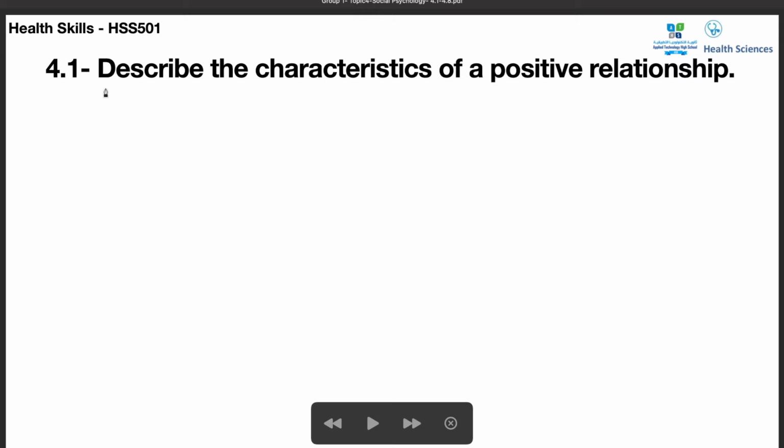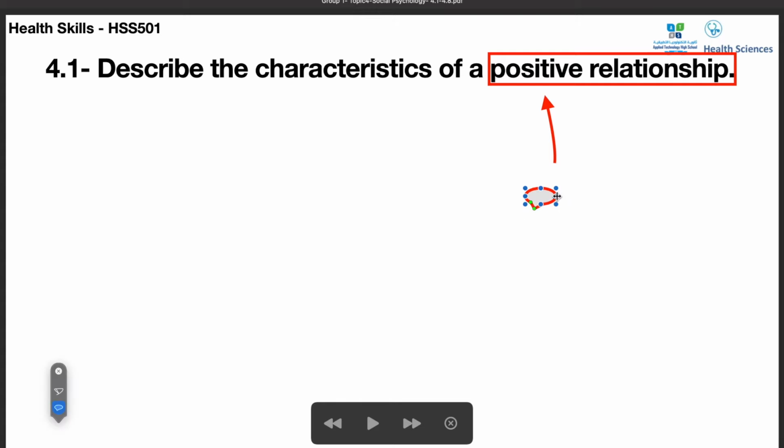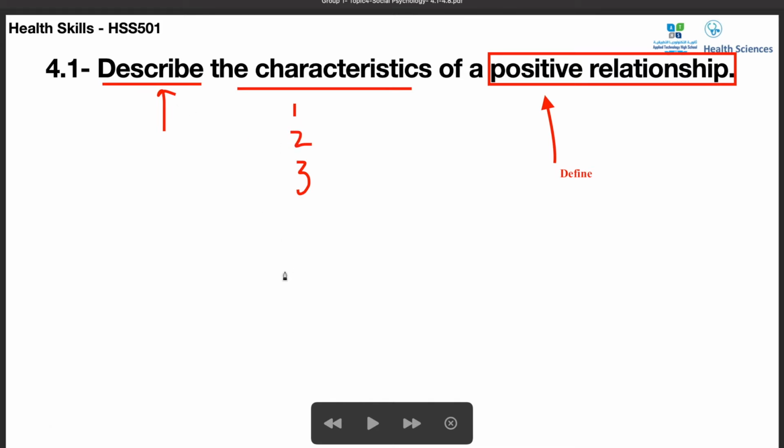First point: describe the characteristics of a positive relationship. First of all, you will define it. Then you will put the characteristics and describe them. You need to list the characteristics like 1, 2, 3, and so on, and then definitely describe them. In this way you cover 4.1.